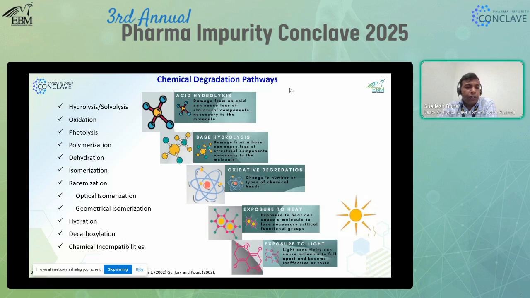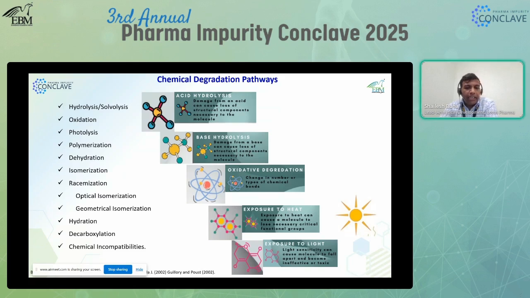Dehydration: if you look at dehydration, it will impact the physical state whenever it dehydrates the molecules. Isomerizations, if you look, cis, trans, R, S, racemizations, optical isomerization and geometrical isomerization. In some cases we could not detect them, but isomerization and racemization are very important. We know the thalidomide case, it happened based on this optical isomerization, when R and S contradict in potency or therapeutic activity.